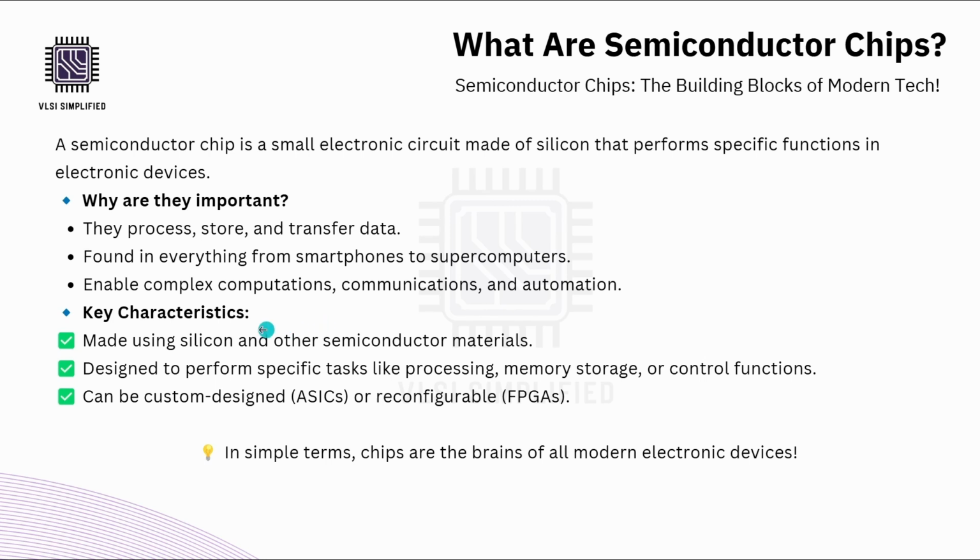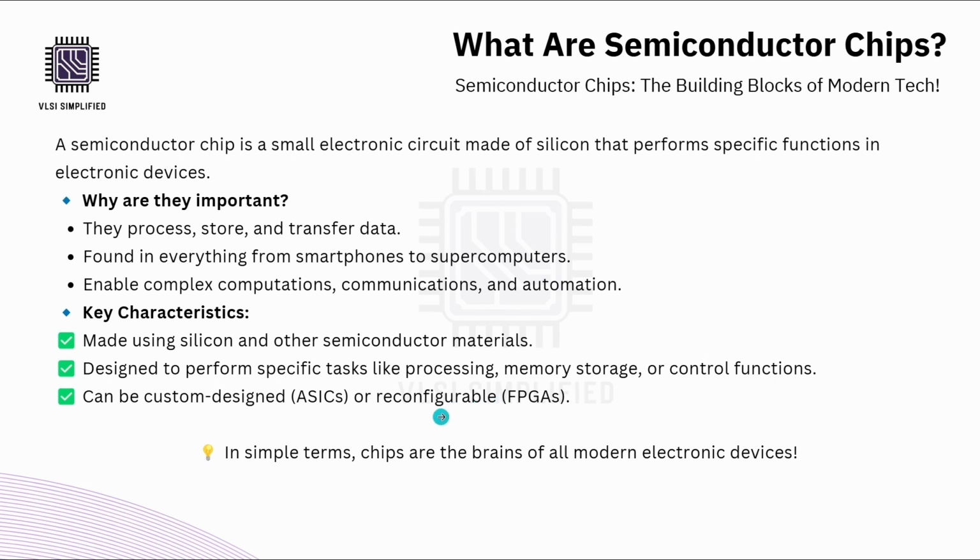Now let's talk about what makes these chips unique. Just like I told you before, they are made up of silicon and other semiconductor materials, which allows them to efficiently control electrical signals. They are designed for specific tasks: some handle processing like the CPU, others manage memory, and some control communication between different hardware components. They can be custom designed for specific applications or reconfigurable for flexibility in hardware devices.